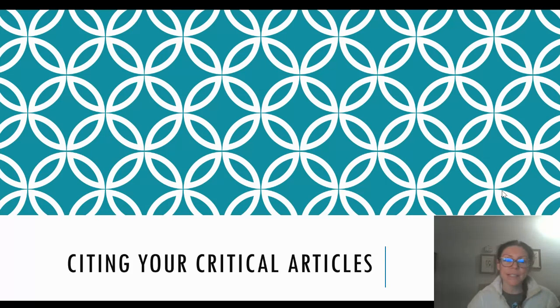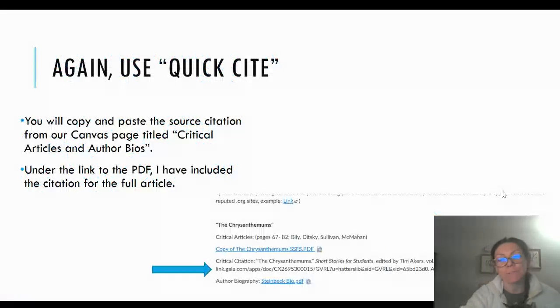The last thing we're going to look at is citing our critical articles. And again, this is a lot of that copy and pasting. So it'll be very similar to the biography, but with just two little tweaks, adding in an author and a page number for the appropriate critical article. Okay, so again, we're using that quick cite. So you're going to select that database and then reference source and then hit quick cite again. So exactly the same as you did with the biography.